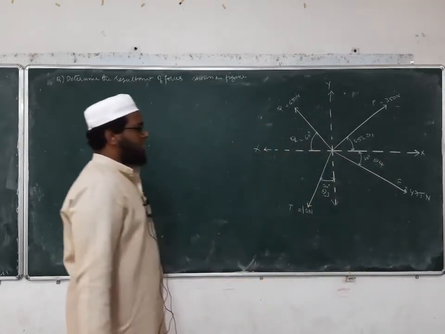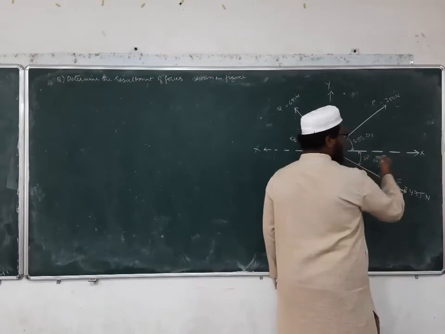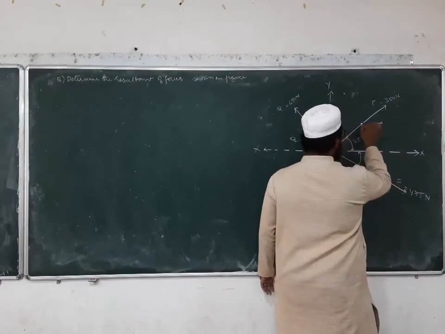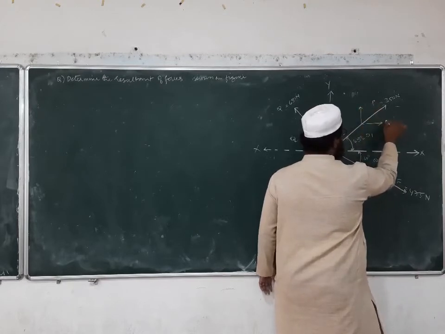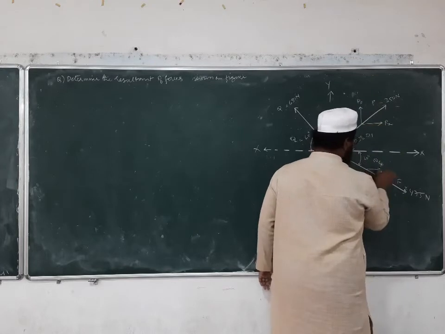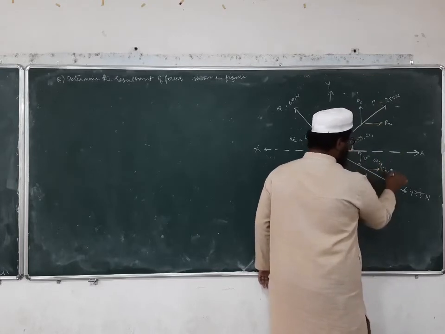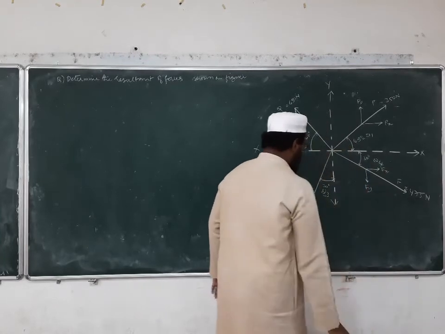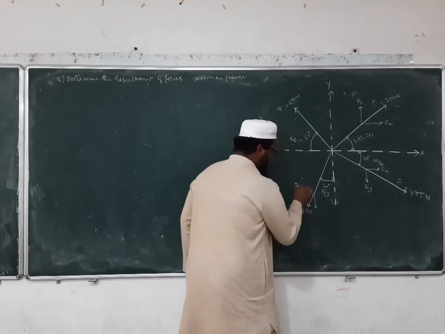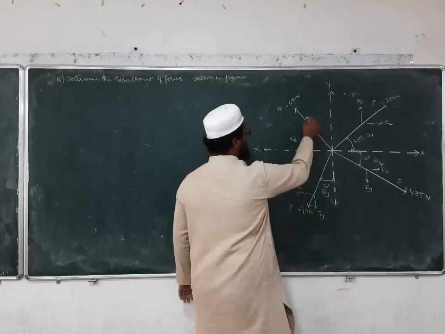Okay. Now we'll start our calculation of components. Components are always parallel to the axes: the horizontal component will be parallel to the x-axis, and the vertical component will be parallel to the y-axis. So we'll name them px, py. Then again we have here fx and fy. Then here we'll have tx and ty. What about this one?